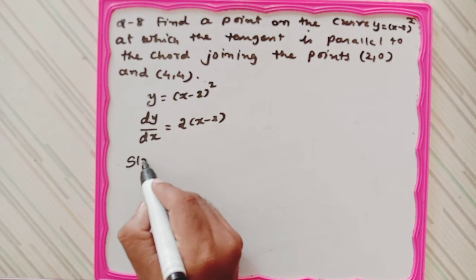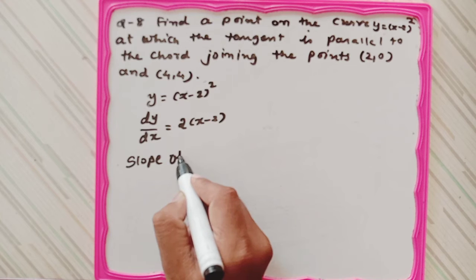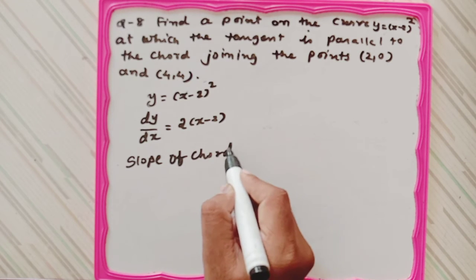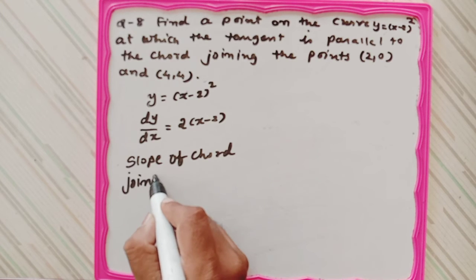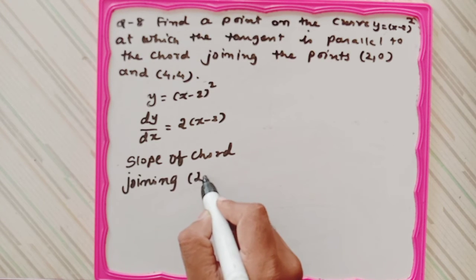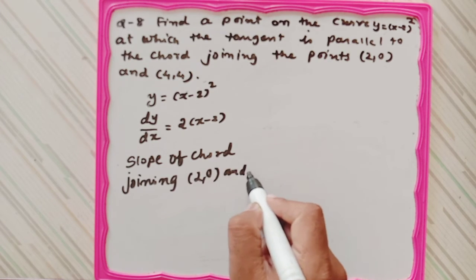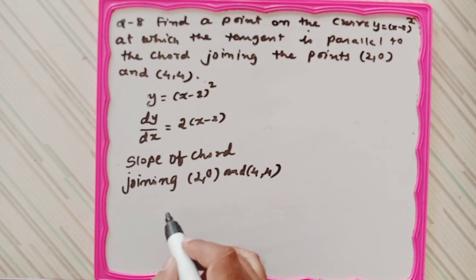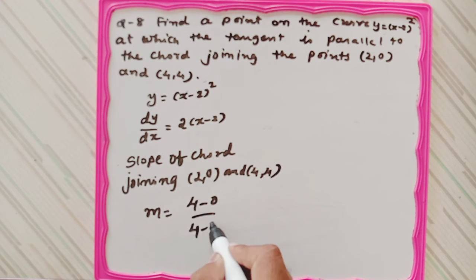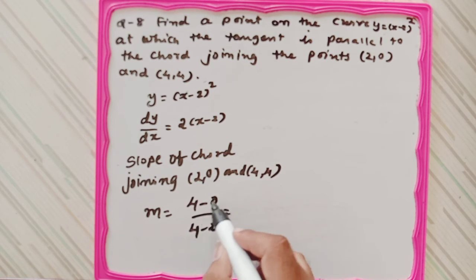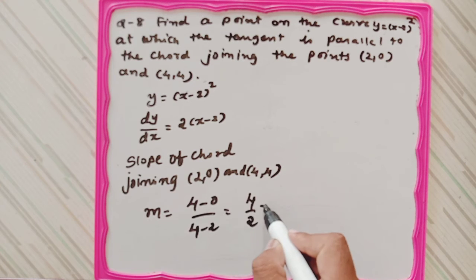Now slope of chord joining (2, 0) and (4, 4) will be m equals (4 minus 0) upon (4 minus 2), as per the slope formula. So 4 by 2, which is 2.